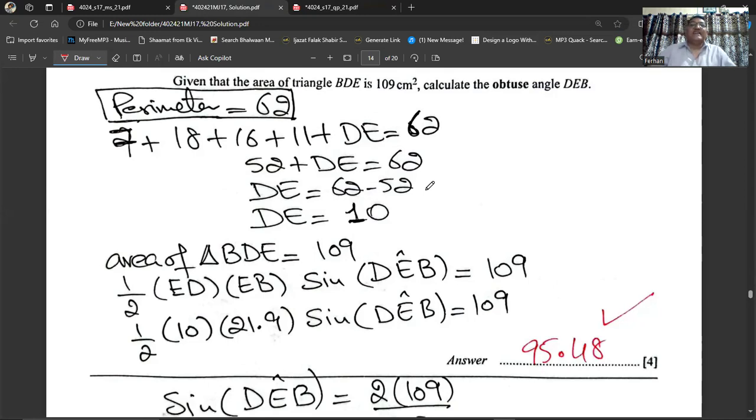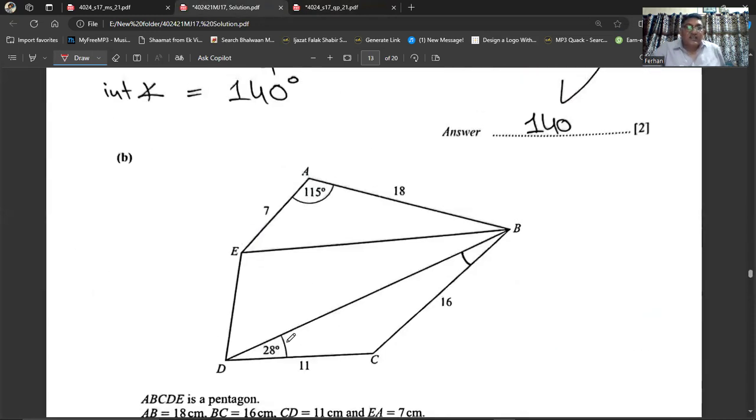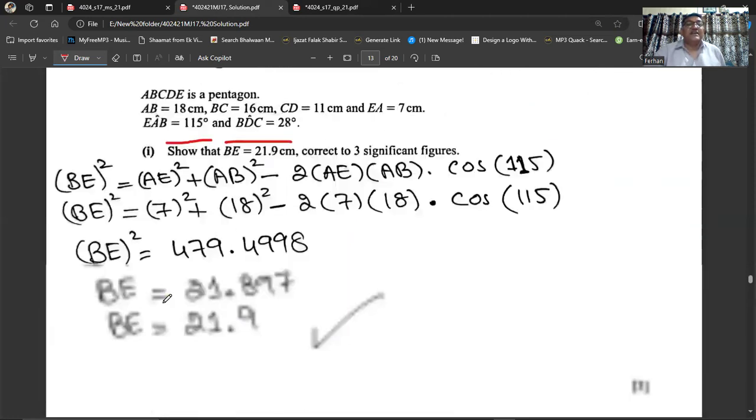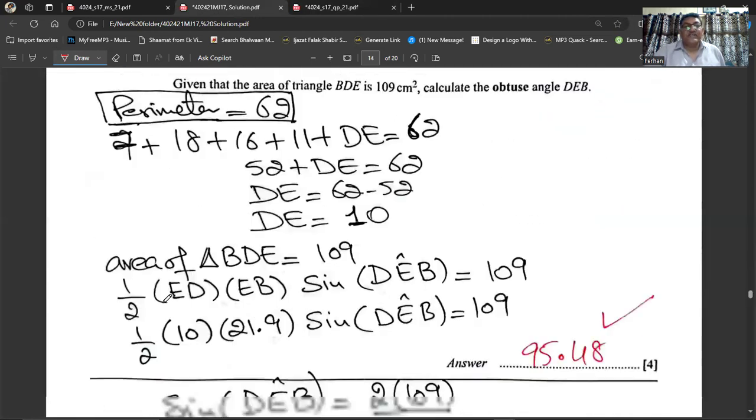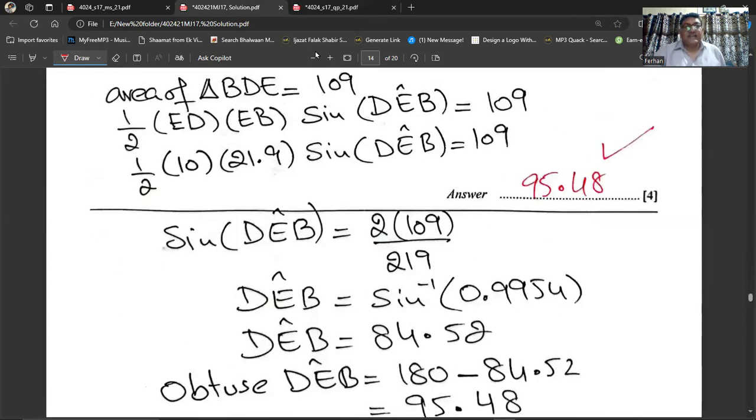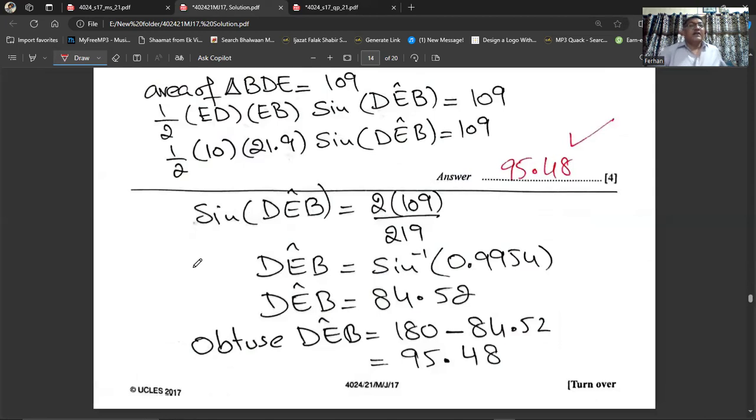The area of the BDE triangle is given. They say it's 109. The area of this triangle is 1/2 multiplied by BE, multiplied by DE, and multiplied by the sine of this angle BED. I'm going to use this. This is the strategy.